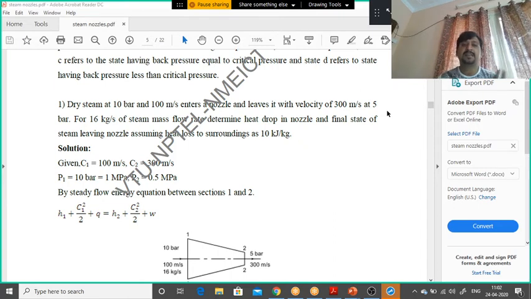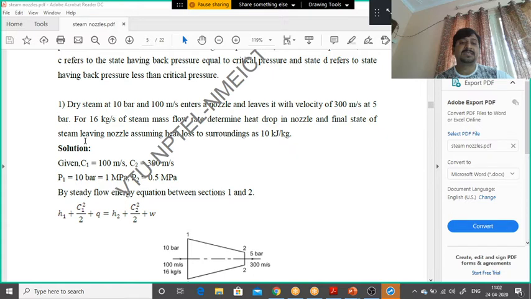So the inlet pressure and inlet velocity are 10 bar and 100 meter per second, and the outlet velocity is 300 meter per second and the outlet pressure is 5 bar. For 16 kg per second mass flow rate of steam, determine the heat drop in the nozzle and the final state of steam leaving the nozzle, assuming heat loss to the surroundings as 10 kilojoules per kg.